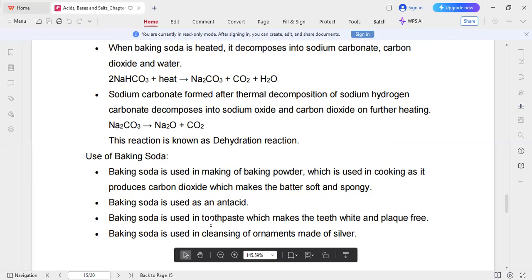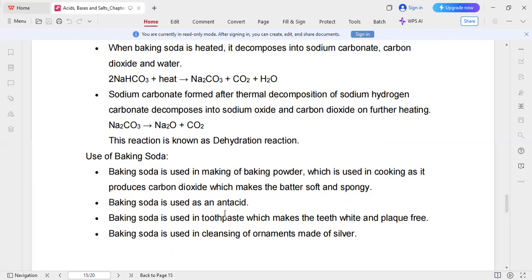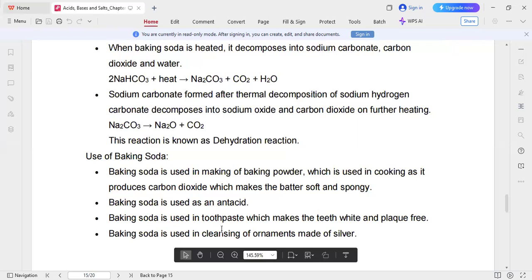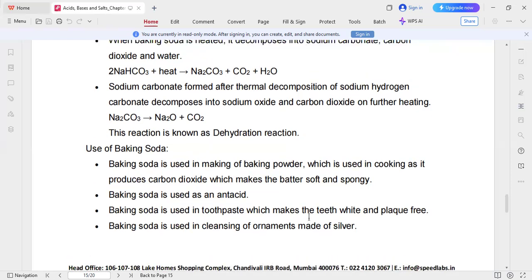As you know, when you eat, children, acidity is produced in the mouth. When the pH of mouth goes below 5.5, then tooth decay may happen. So that's why we use toothpaste, which is basic in nature and which mainly contains baking soda. Next, baking soda is used in cleaning of ornaments made up of silver. One more use you can tell, children, that it is also used in soda acid fire extinguisher.